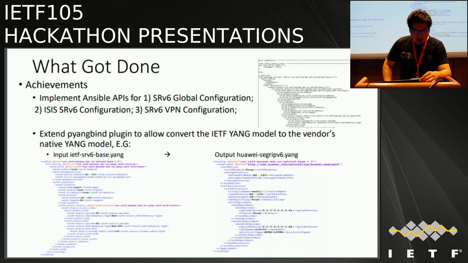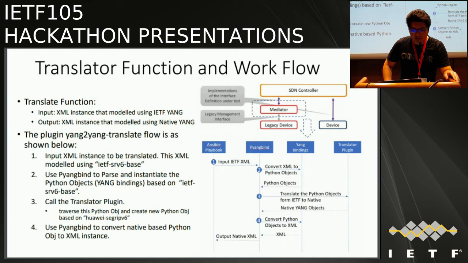What we got now: we implemented 3 Ansible APIs, one for SRv6 Global and SRv6 and SRv6 VPN mode. We also developed an app to convert the common IETF model to the vendor native YANG model. You can input the IETF SRv6 base model, and the output is a native SRv6 model. And here is the function and the workflow. For the new device, you can directly implement the IETF model, and for the legacy device, you can use a plugin to translate the standard model to the native model.